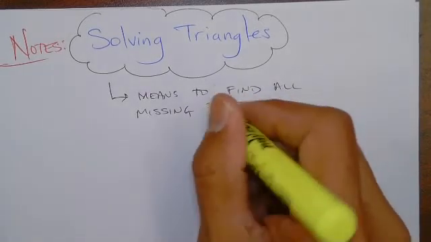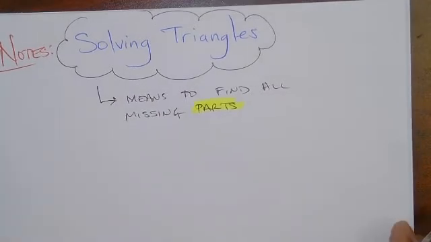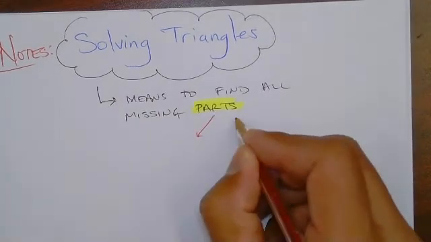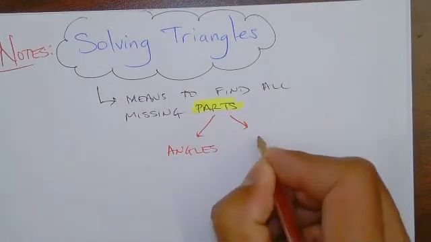What does it mean? What parts? What are the parts of a triangle? Well, remember, triangles have what? Triangles only consist of two parts. Triangles consist of what? What are the two parts? Angles and what? Sides.